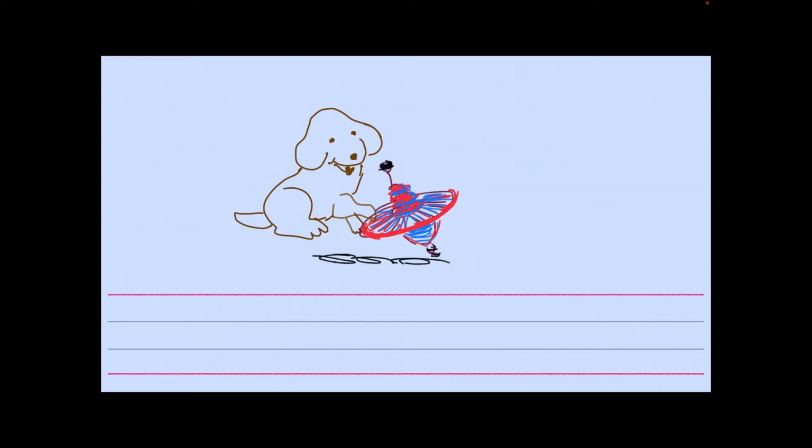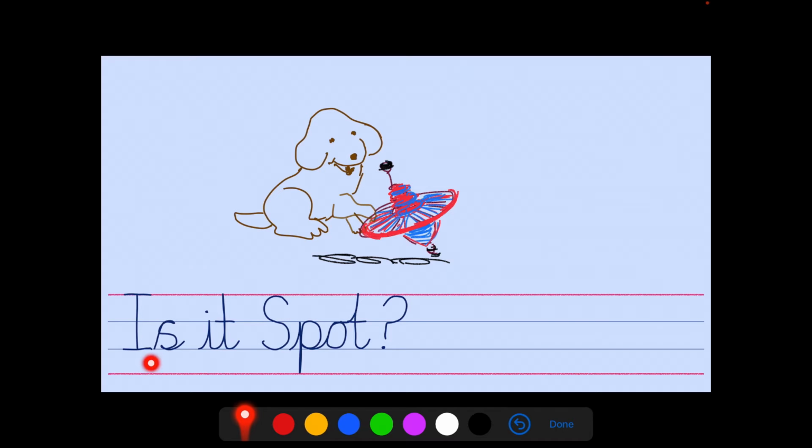How did you get on? Is it Spot? There we go. We can see is it Spot. And because Spot is a name, we've given it a capital letter. Then we had a question mark. Did you spot that?